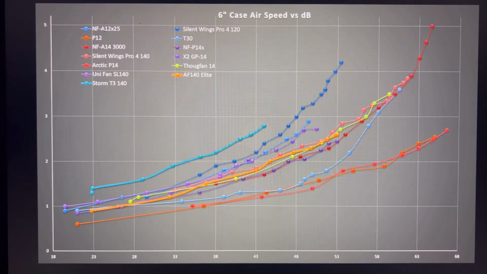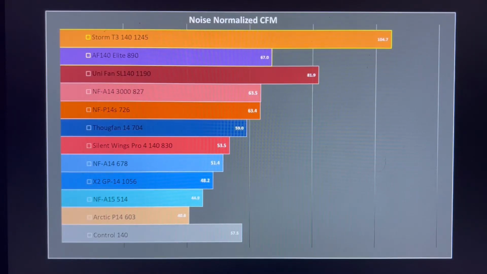Moving on to noise normalized CFM, cubic feet per minute. So this is where I run the fans down a tube. Mind, my tube is not particularly long, and I try to take the airspeed measurement at the end of the tube, and I know the inner diameter of said tube, so I can calculate the CFM measurement from the airspeed.